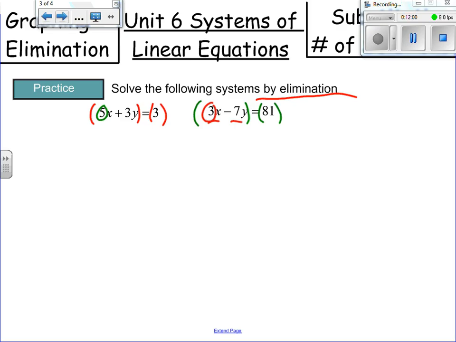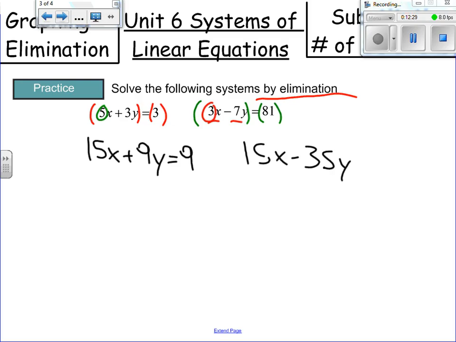We multiply this entire side by 3, because that's what was in front of the x for the other one. So it becomes 15x plus 9y is equal to 9. On the other side, we multiply everything by 5, because that's what was on the x on the other equation. So it becomes 15x minus 35y is equal to, what's 81 times 5? 405. Now, we've got 15x and 15x.